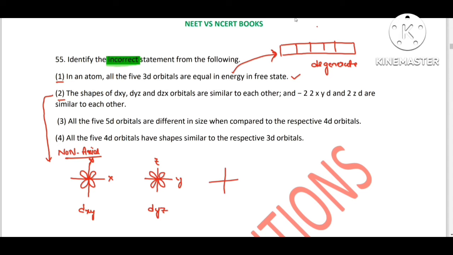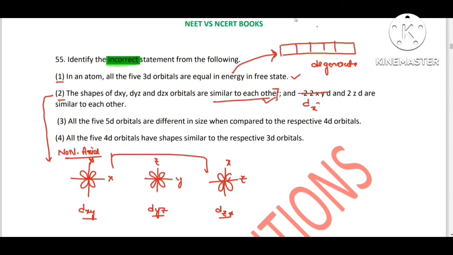Now let us see the ZX. Here Z and X. This is the orbital of ZX. We observe that dxy, dyz and dzx orbitals are similar to each other. Yes, up to this one is correct. Now let us see the next one.